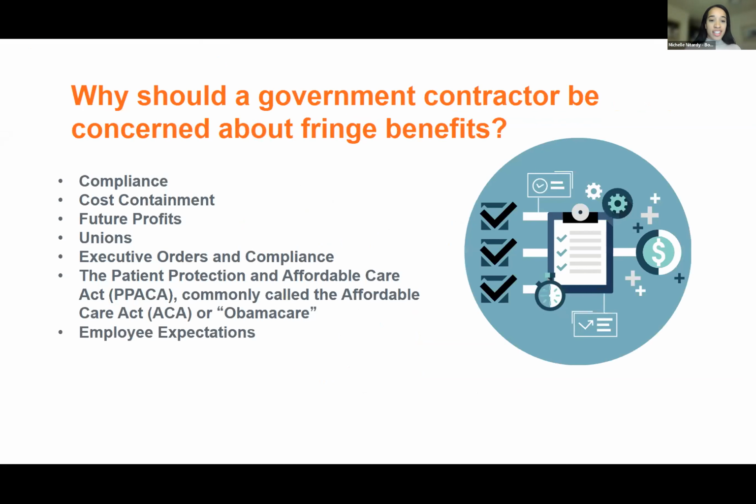So why should a government contractor be concerned about fringe benefits? Well, we touched on compliance and cost and profits. Terry also talked about union collective bargaining agreements. You need to make sure that you're paying the higher of the two, whether it be state prevailing wage or federal wage. And there's also executive orders and compliance.